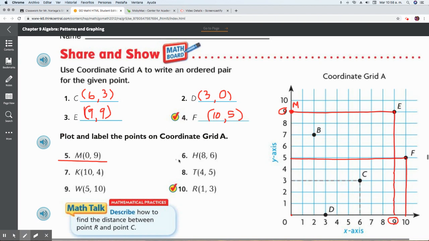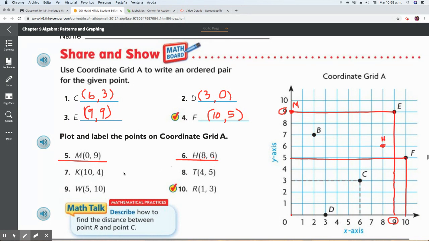Number 6, for letter H, we're going to walk 8 steps to the right and 6 steps up. So 1, 2, 3, 4, 5, 6, 7, 8. Do not draw your point yet because we have to walk 6 steps going up. 1, 2, 3, 4, 5, 6. So we plot our point and we label it with letter H.